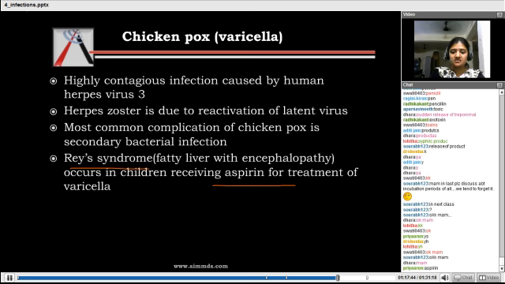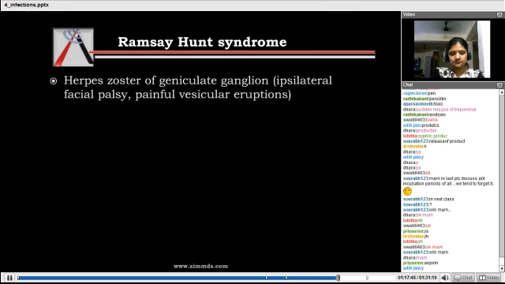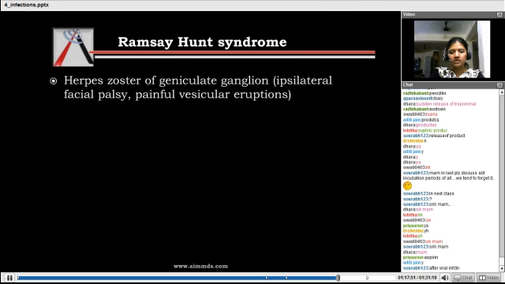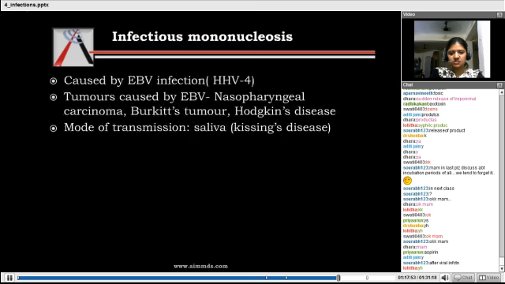We have seen this in Pharmac again, right? Ramsay-Hunt syndrome, we already know what it is. Change the slide there. Infectious mononucleosis caused by EBV.